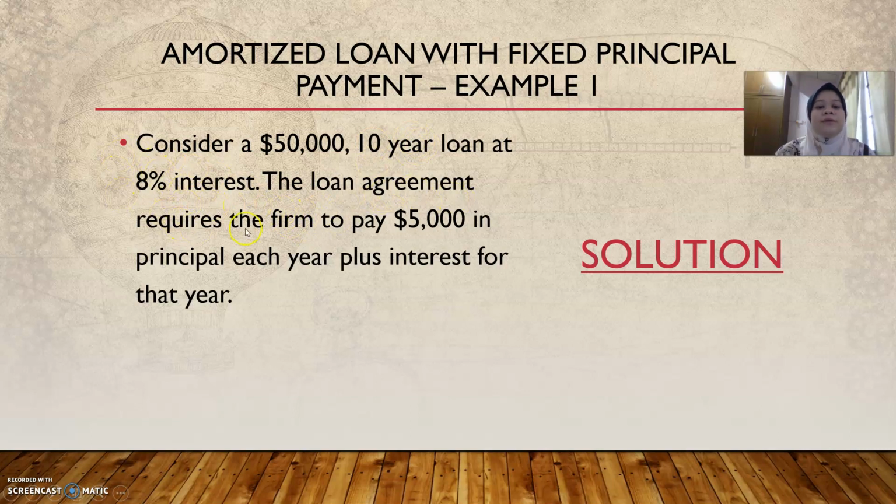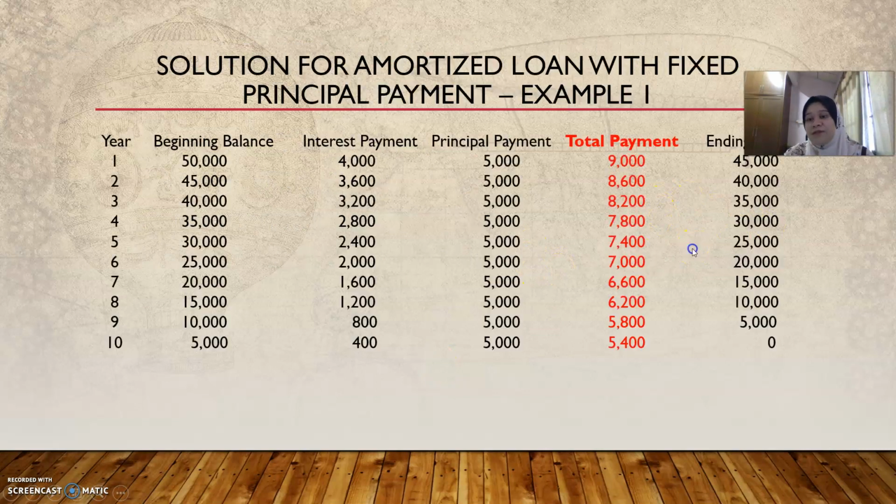The loan agreement requires the firm to pay 5,000 in principal. So you pay 5,000 in principal each year plus interest for that year. Which means that the total amount that you need to pay for that loan is the principal plus the interest. That's the amount that you want to find, the total loan that you need to pay. Okay, so how are you going to solve the problem?